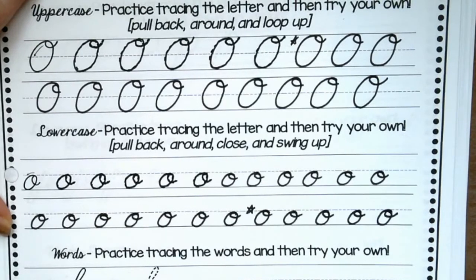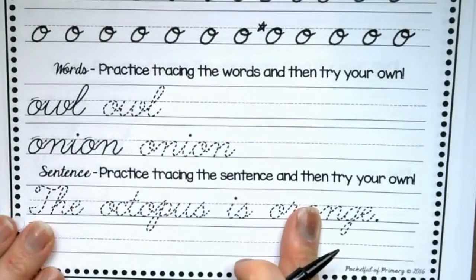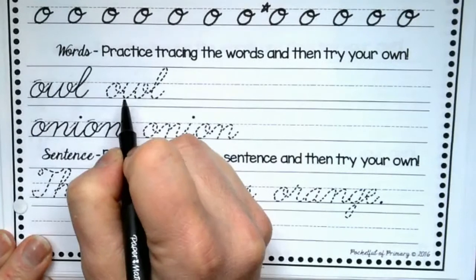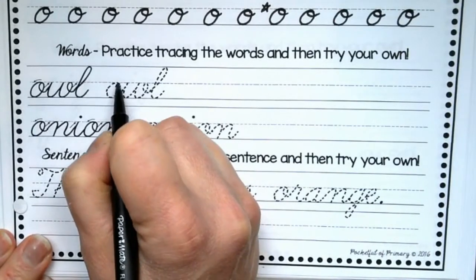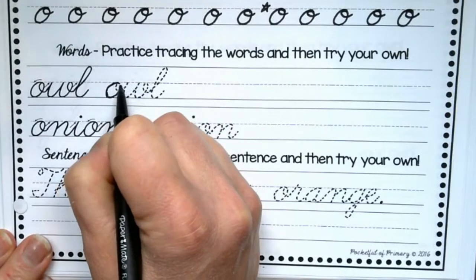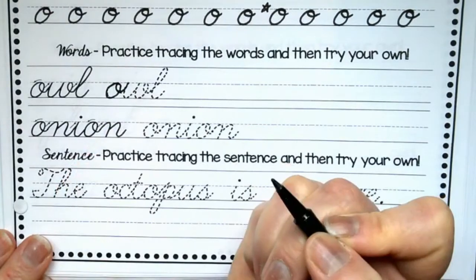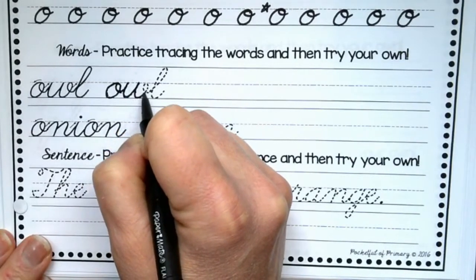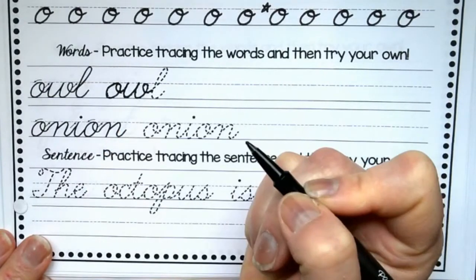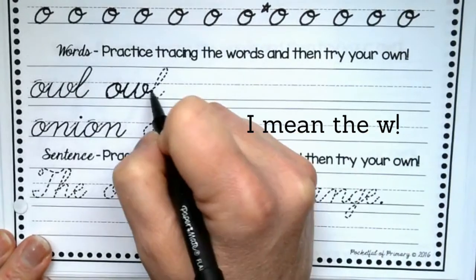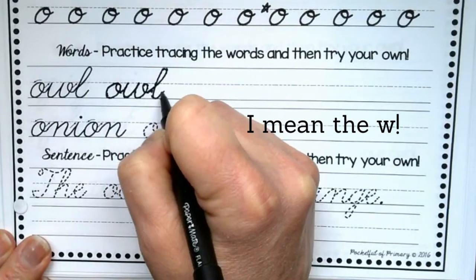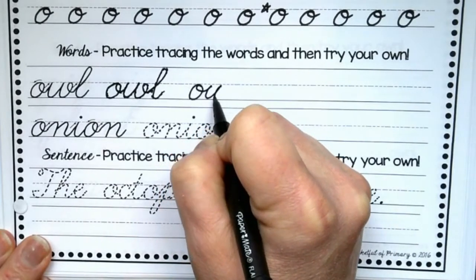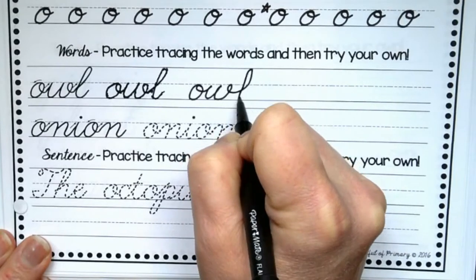Now it's time to practice some words, starting with the word owl. Owl has that W in it, which you may remember from last time, is three lines. So you start at the top for the O, down and around and curly Q, which just takes us right back up to the belt line for the first line of the W. Then down and up, down and up. I hope you're doing this with me. Oh look, there's a curly Q on the end of the O. I do like me a big curly Q. And then up for the L. Let's do it again. And one more time.